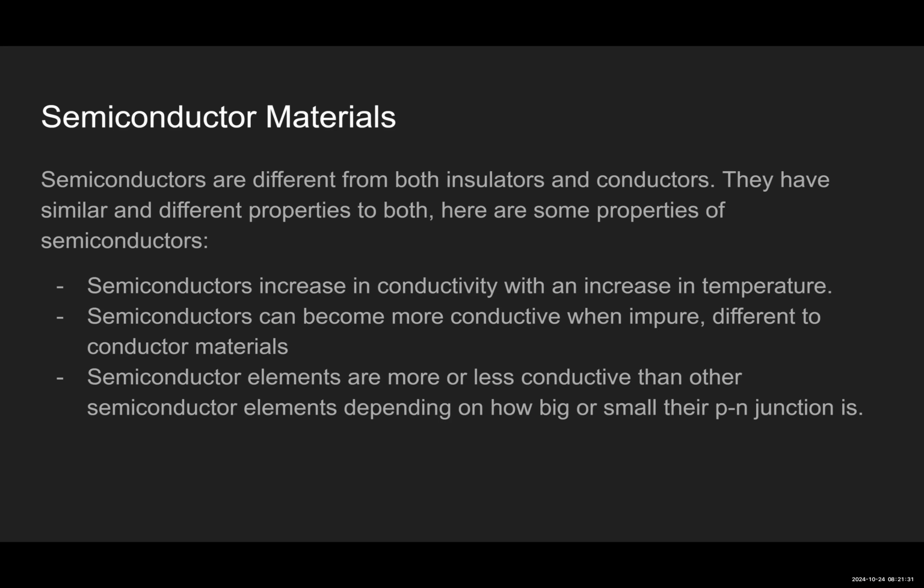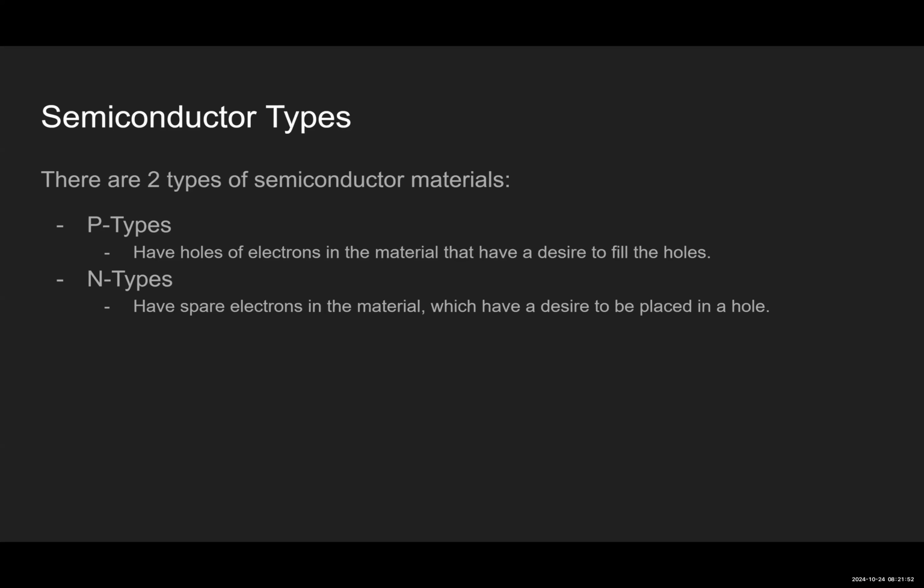And semiconductor elements are more or less conductive than other semiconductor elements, depending on how big or small their p-n junction is, which is like the band gap. The bigger the band gap is, the harder it is for electrons to pass from the valence band into the conduction band. And if they're not in the conduction band, then you can't conduct electricity from that material.